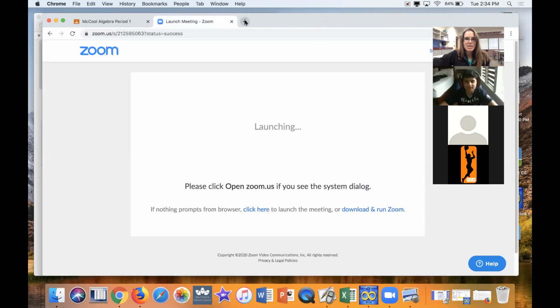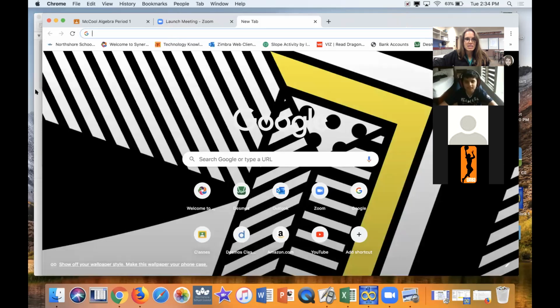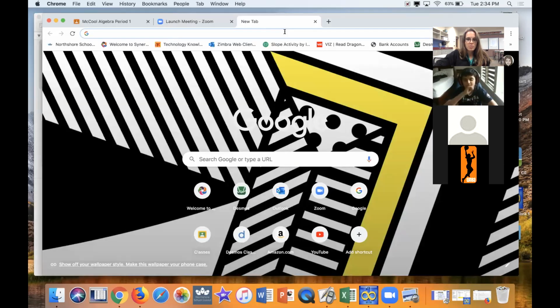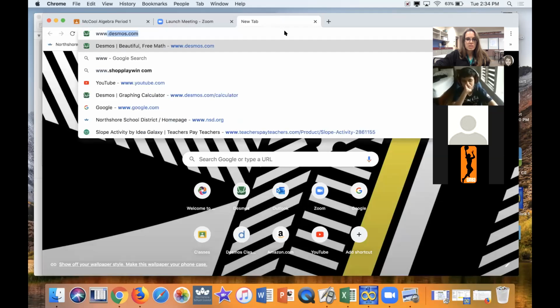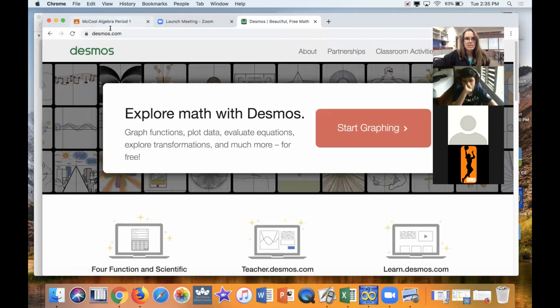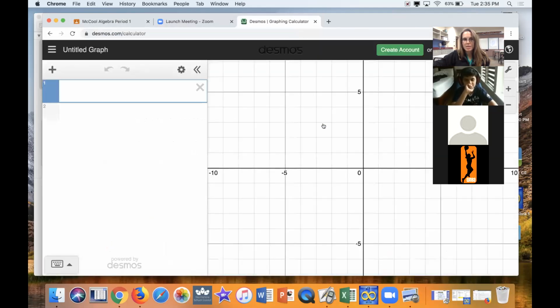We are making a video about how to solve a system of equations using a table. So I'm going to start with the first one from tonight's homework, assignment 65. And I'm going to type desmos.com, D-E-S-M-O-S. And then I click start graphing.